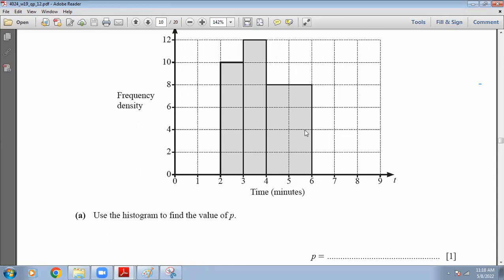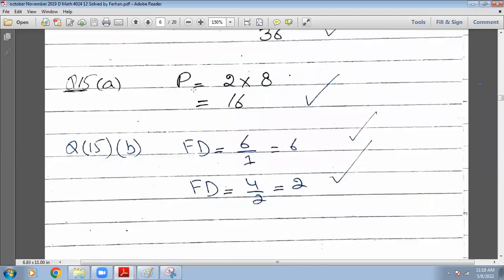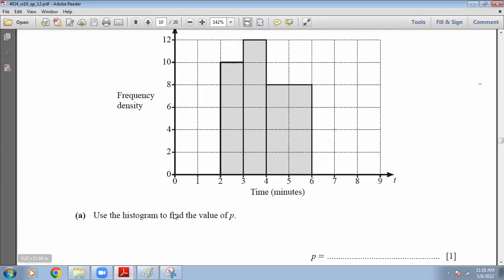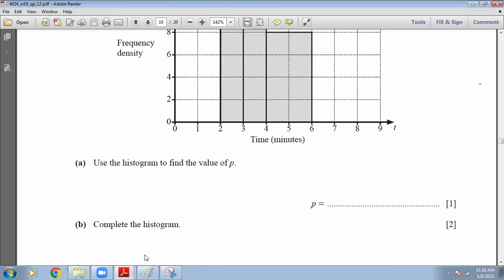This side is 2 and this side is 8. Just multiply length and width, and you will get the P. Let me show you. So the P will be equal to 2 multiplied by 8, which is 16. So the value of the P will be 16. Just write 16 here.